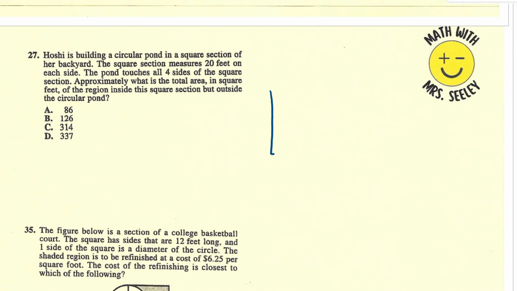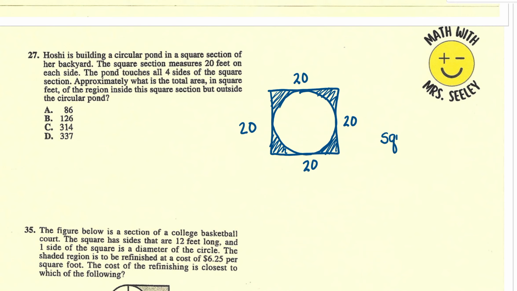So let's come over here and sketch this. It says we have a square that's 20 feet on all sides. There is a circle that touches all 4 sides, and we want this area, again, that's outside the circle but inside the square. So again, we have a square minus a circle. The area of the square is going to be the length times the width, or side squared, or base times height, minus the circle, which is pi.